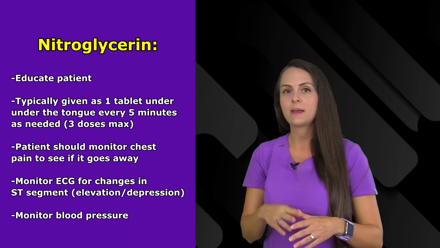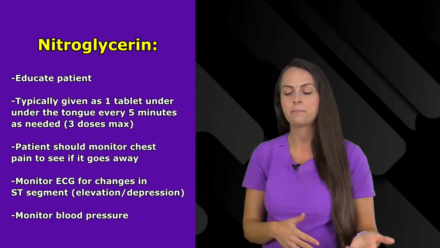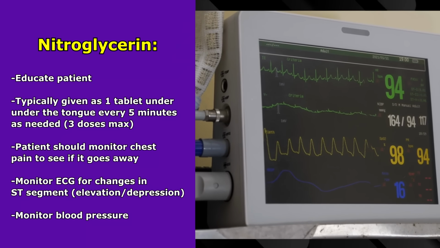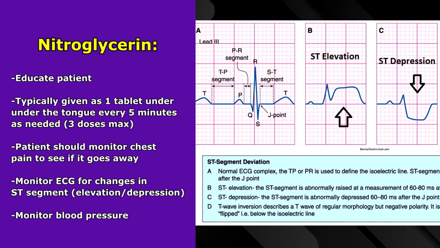And during this time, the patient needs to be monitoring their chest pain. Is it being relieved? Is it going away? Now, if they're in the hospital setting, you want to have them on the cardiac monitor. You want to be looking at that ECG, especially paying attention to that ST segment. Are we having elevation or depression? And those T waves. This could indicate ischemia and that our heart muscle is actively dying.